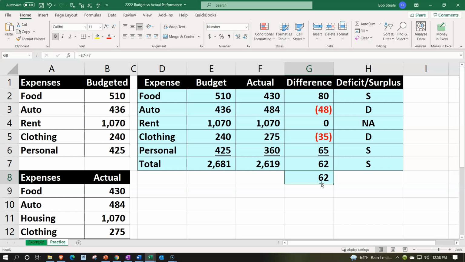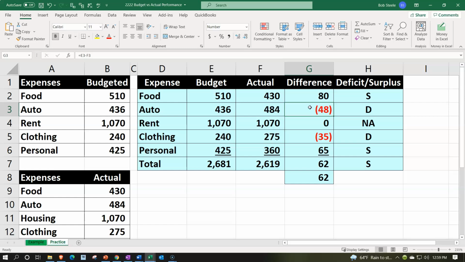But then what you really want to do is look at the categories so you could say where you did good and where we didn't do as good, right? The food was actually quite good. We did good there. For some reason, the auto was over, and for some reason, the clothing was over, and the personal we actually did good on, right? So this 62 total difference could be fairly small while you could still have fairly large differences in the actual detailed data.